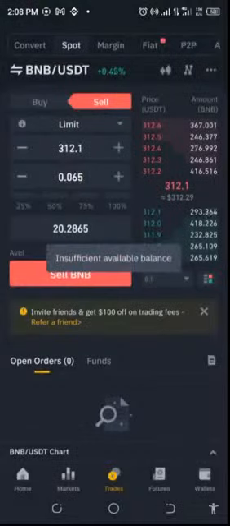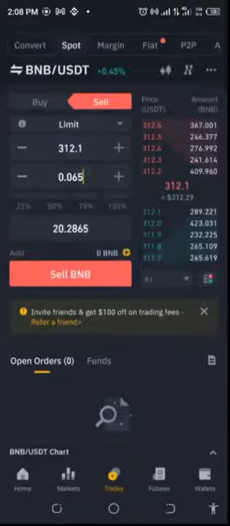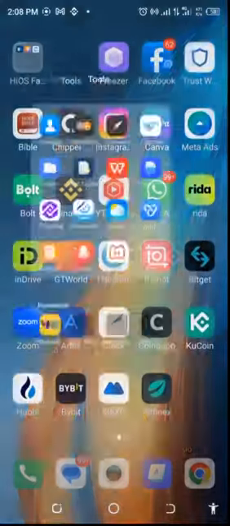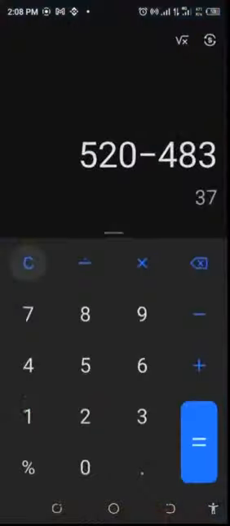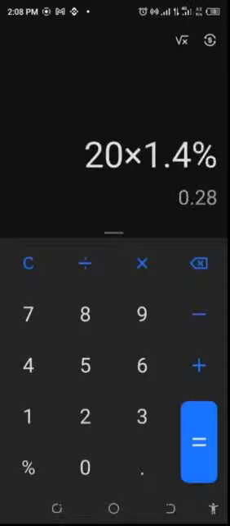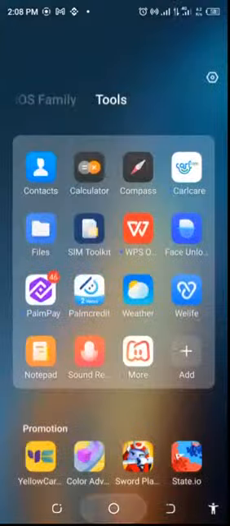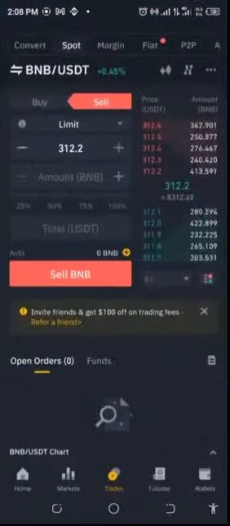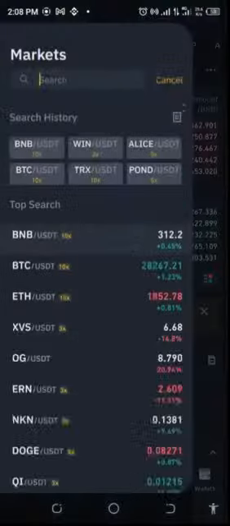So we have 20.28. So that's like about 1.4%. Is that 1.4%? Something in that range. Let me be sure. Yeah, that's 1.4%. I was thinking of going, let me do it with my calculator just to be on the safe side. So that's 20 times 1.4%. Okay, yeah. So let's go ahead and try this out. Okay, so I'm going to do a little bit more elaborate simulation and see what we will get.